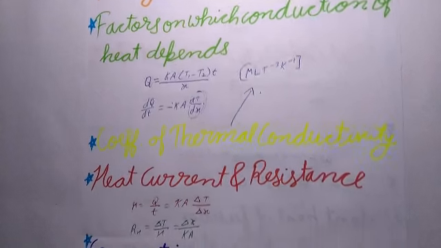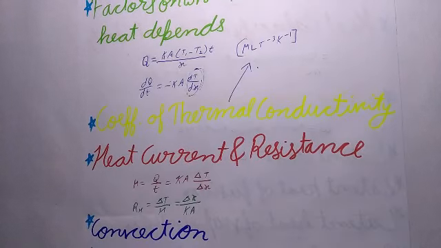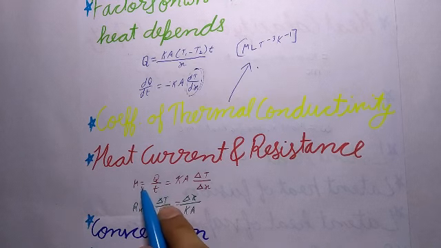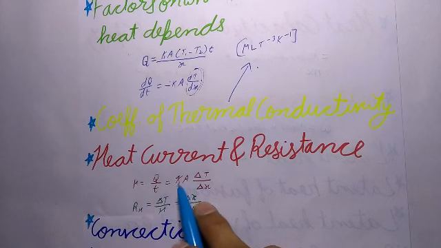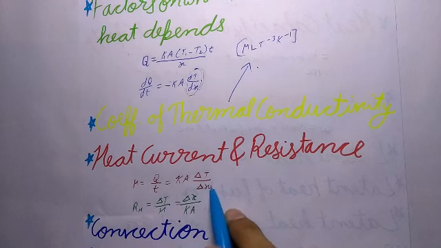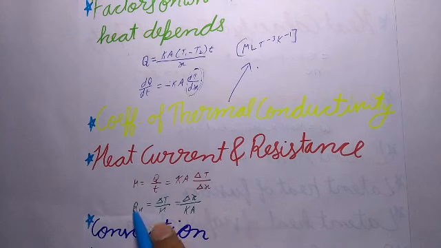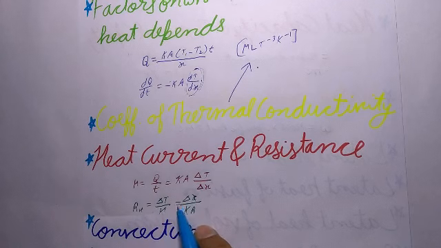Now next is heat current and resistance. The flow of heat per unit time in conduction is called heat current, and the ratio of temperature difference between the ends of a conductor to the heat current through it is called thermal resistance. Now the heat current H = Q/t, which will be equal to KA ΔT/ΔX. Thermal resistance R_H = ΔT/H, which will be equal to ΔX/KA.